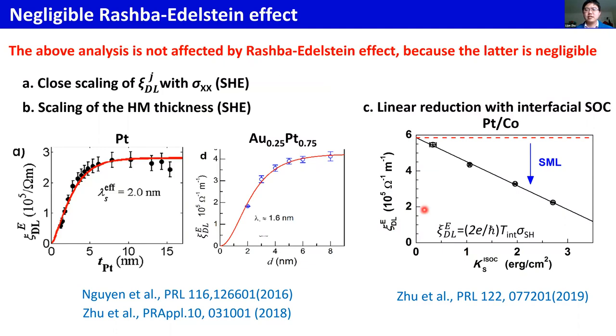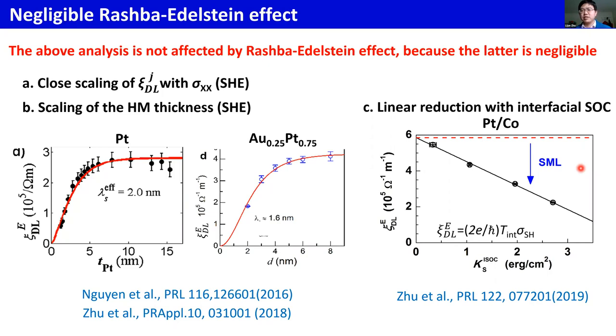And then if you look at the spin-orbit coupling strength dependence, we found for the platinum-cobalt system, if we inserted a layer to change the interfacial spin-orbit coupling by a lot, then we found the measured spin torque efficiency actually reduces as you increase the interfacial spin-orbit coupling. So we think this is spin memory loss, which means the spin is lost into the lattice.